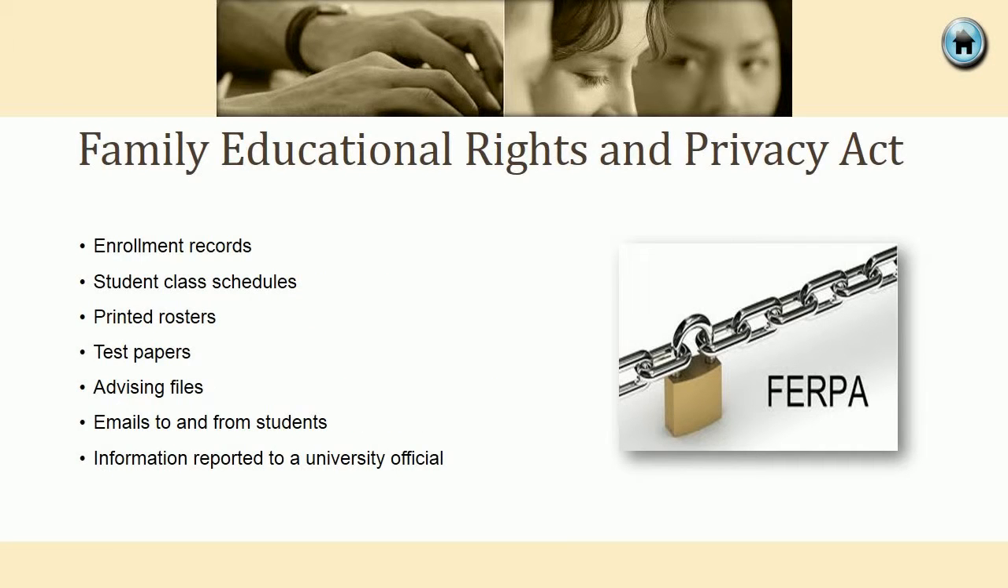Information subject to FERPA can exist in any form: handwritten, computer, file, film, image documents, and microfilm. Some examples may include enrollment records, student class schedules, printed rosters, test papers, advising files, emails to and from students, information reported to a university official. If you are asked to provide student-related information and you are unsure about whether to release it, please contact Student Records. It is far better to not release information than to release information incorrectly.